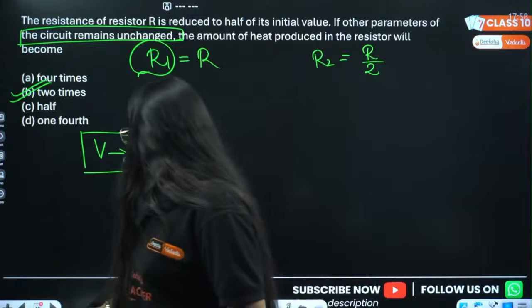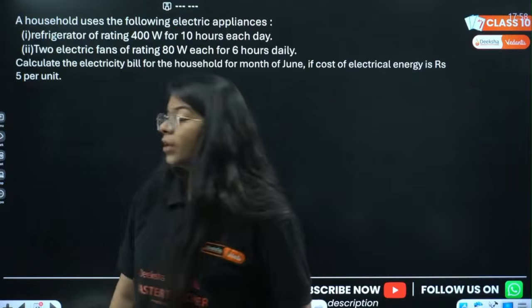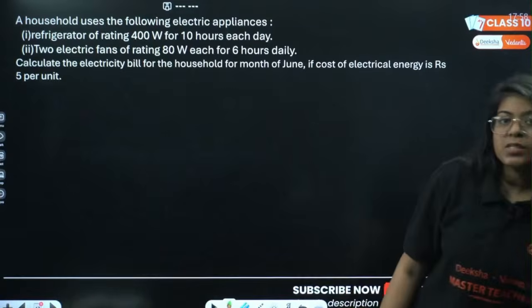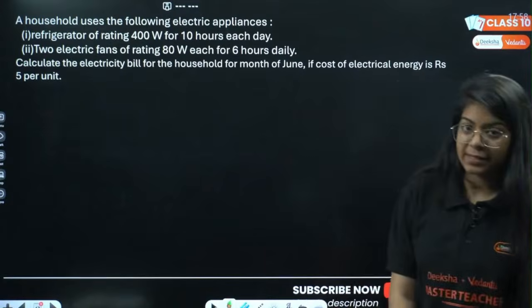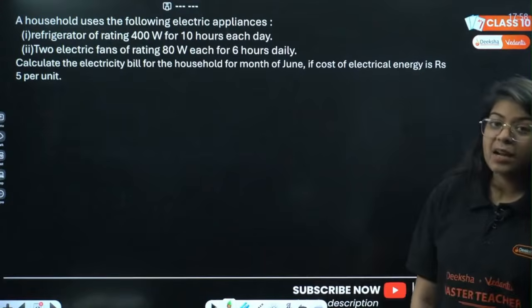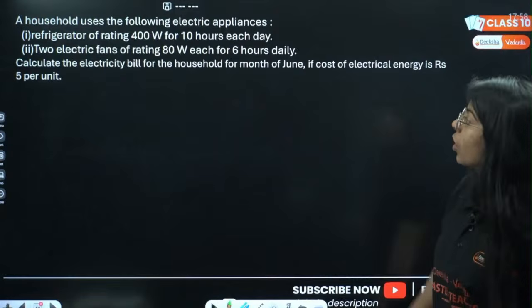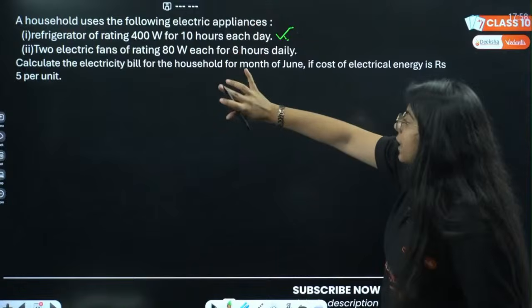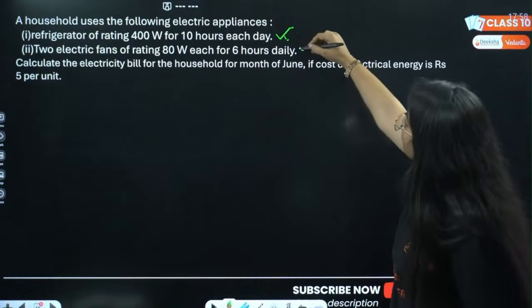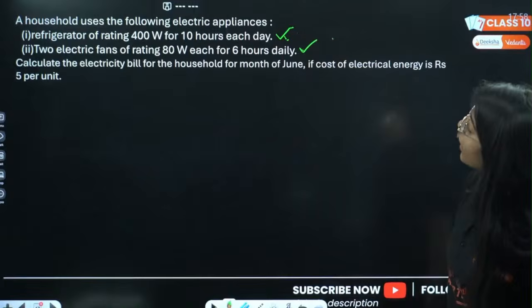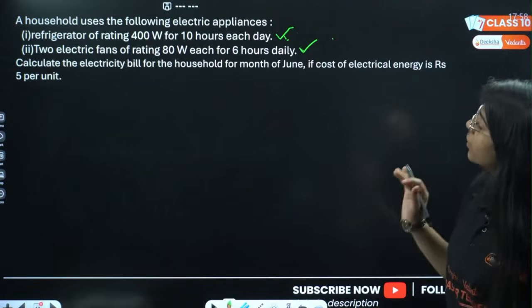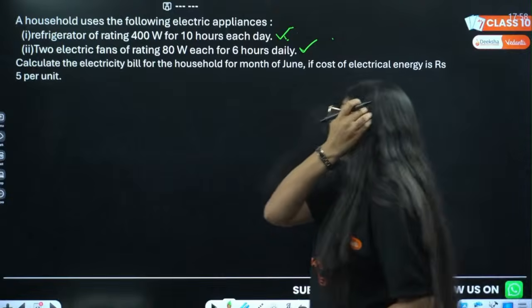Chalo, next question. A household uses the following electric appliances. First is a refrigerator of rating 400 watt for 10 hours a day. Then 2 electric fans of rating 80 watt each for 6 hours a day. Calculate the electricity bill for the household for the month of June if the cost of electrical energy is 5 per unit.